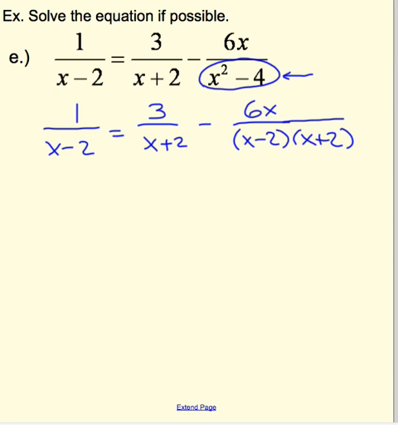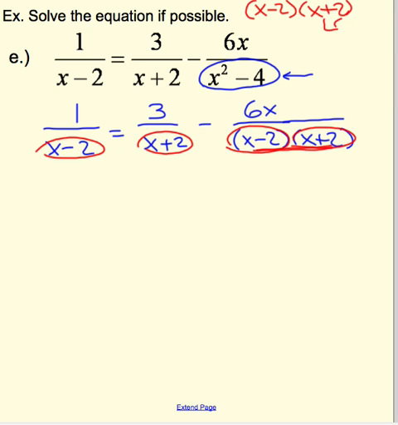I want to come up with the LCD, the least common denominator, because I want to get rid of those denominators. So what happens is I have x minus 2 and an x minus 2, and I have an x plus 2 and an x plus 2. So to be able to get rid of these two pieces right here, the LCD is going to be x minus 2 and x plus 2.